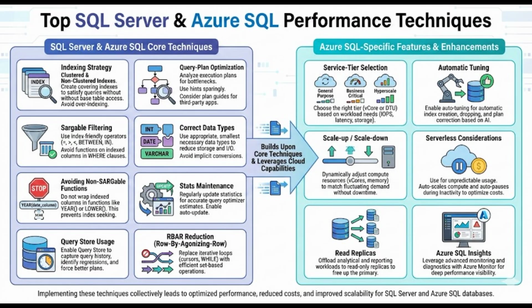Reference Stretch Database or Azure Synapse Link when discussing archival strategies. Bring up ledger tables if security and tamper evidence come up. None of these require deep dives, but acknowledging their existence proves you keep up with the ecosystem.